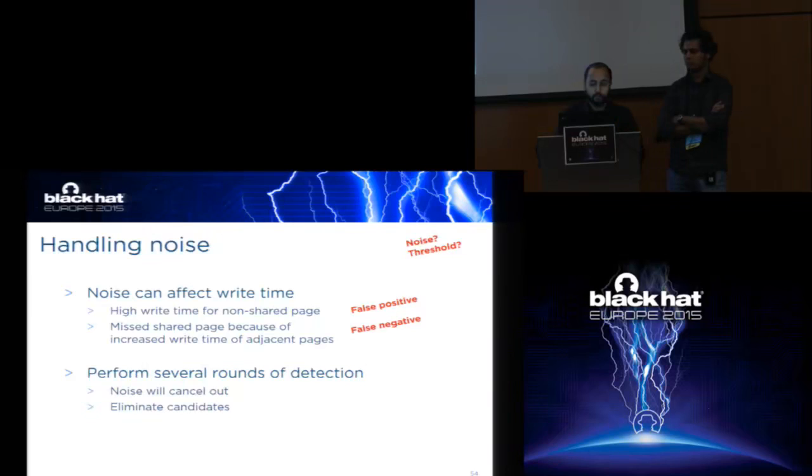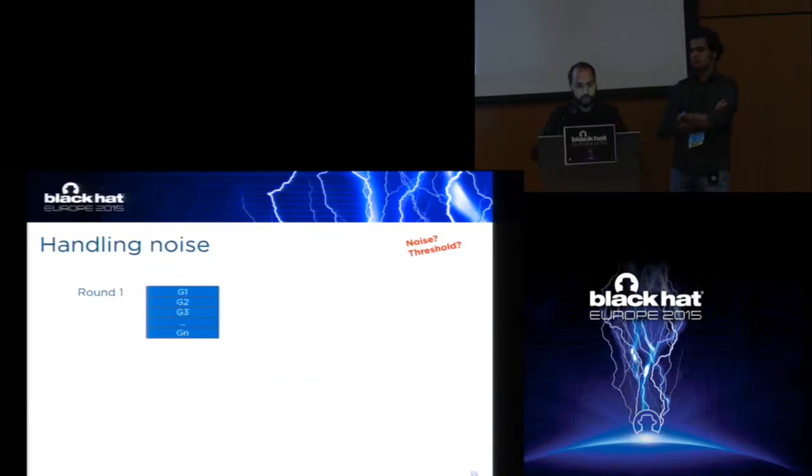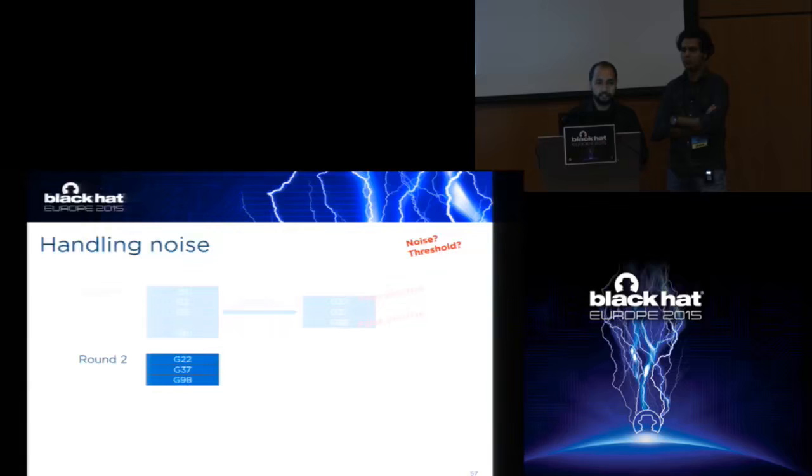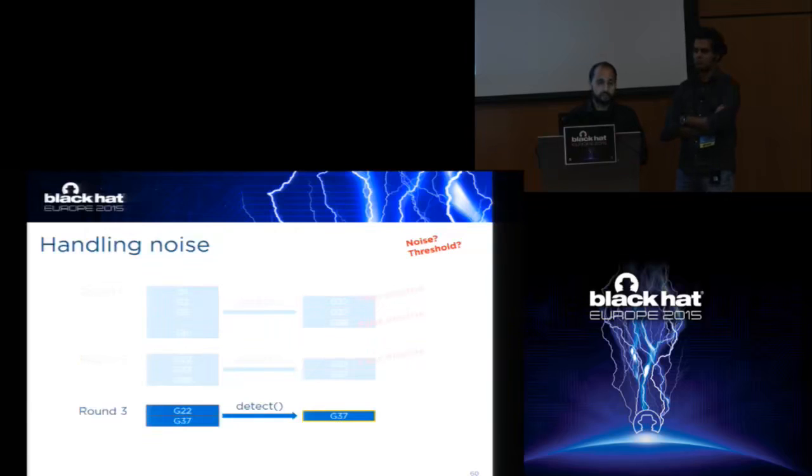So the idea here is to do multiple rounds until the noise cancels out. What we do is we allocate these guesses, in that case guess 1 till guess n, and then we try to detect them. In the set that comes out, we'll have some false positives and the correct guesses. We just take these again and do it another time. Now we have 1 false positive. And in the end, we find the right solution.